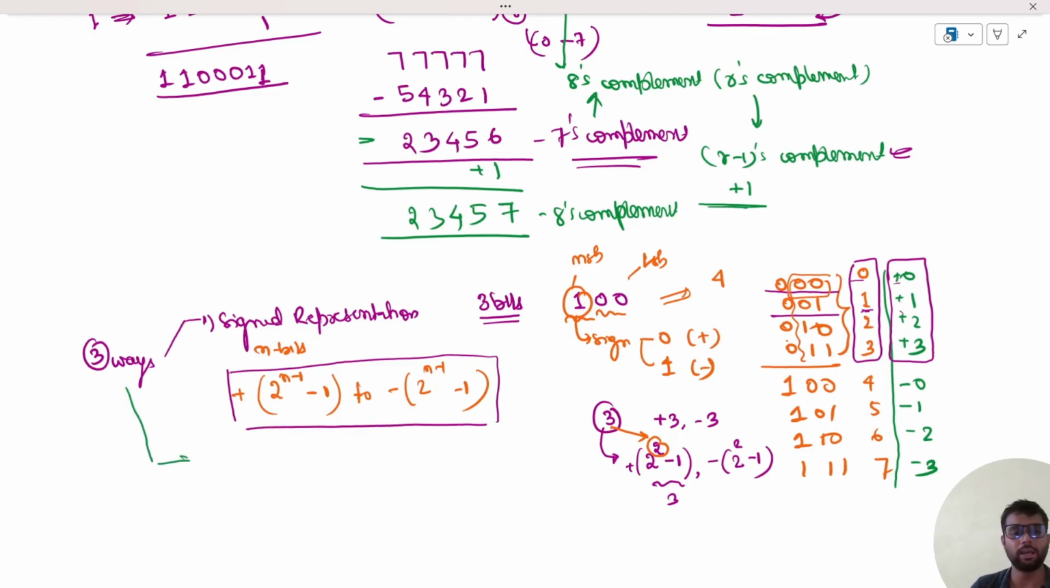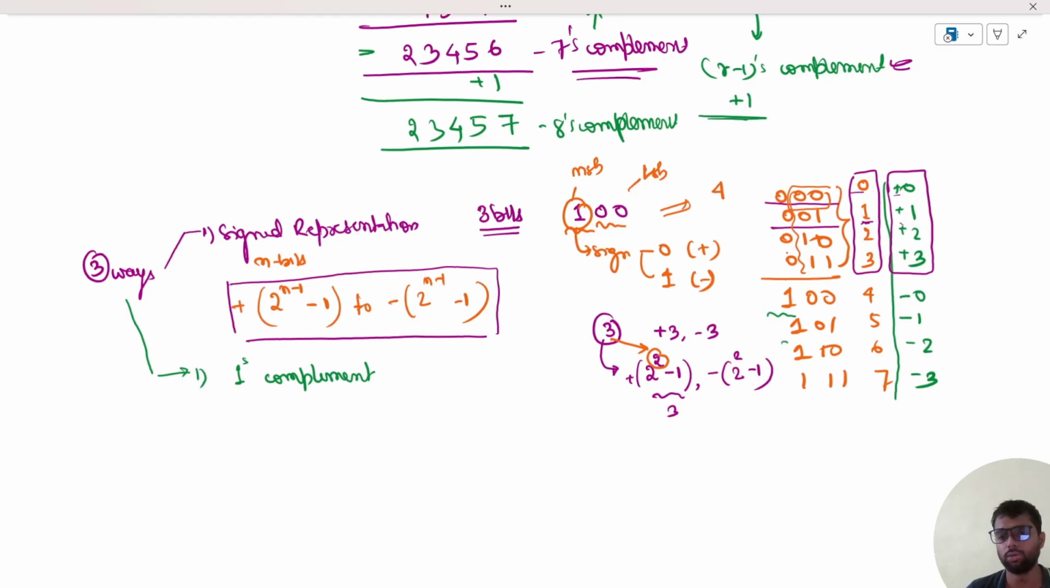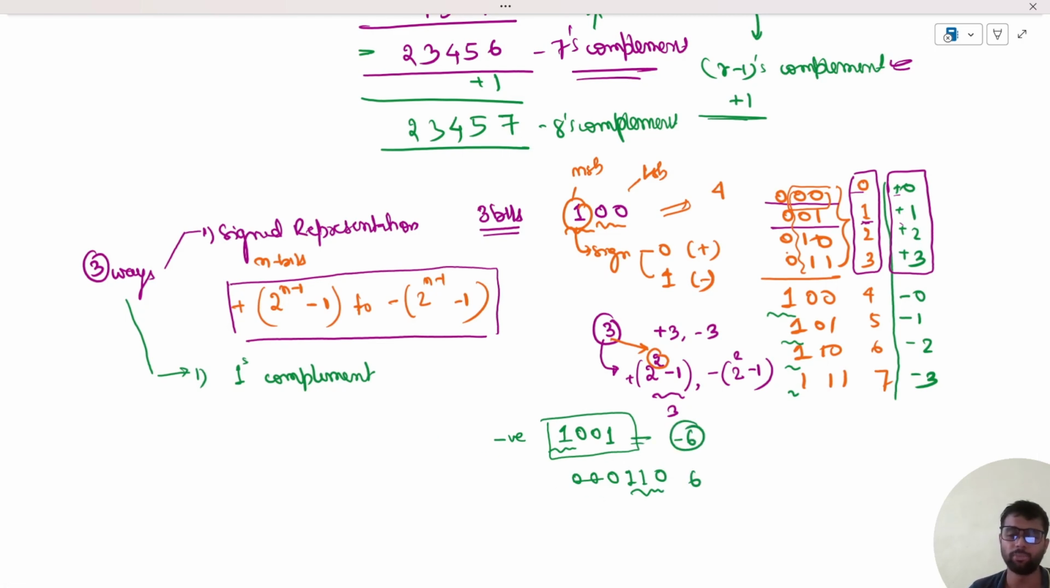Another technique to represent negative numbers is called 1s complement. Again, here also, the MSB is used to indicate whether the number is positive or negative, and the other bits are represented in 1s complement. For example, if we have 1, 0, 0, 1, the MSB is 1, so this number is negative. Now you find the 1s complement of the rest, which will be 0, 1, 1, 0. So this represents 6, and this number represents minus 6. This is 1s complement.